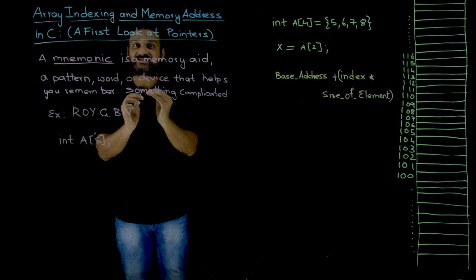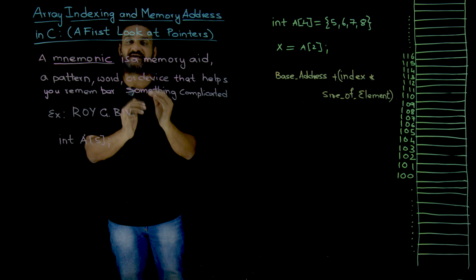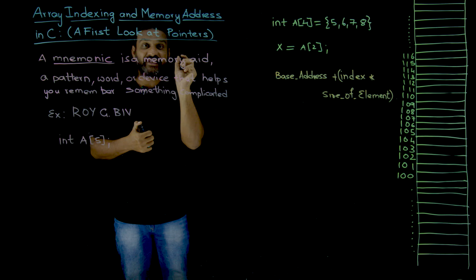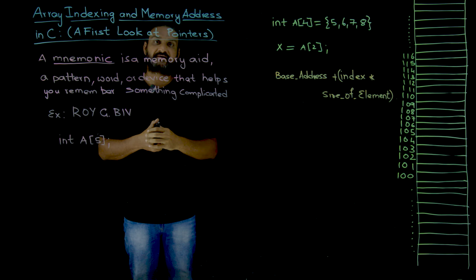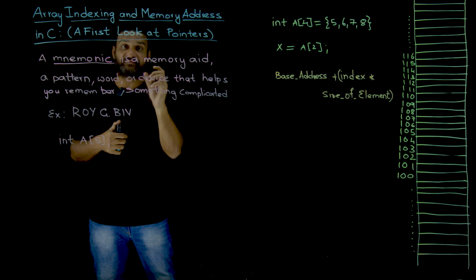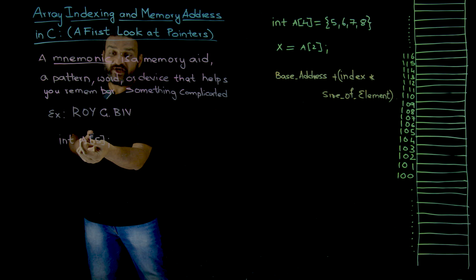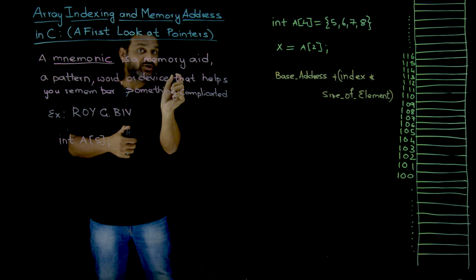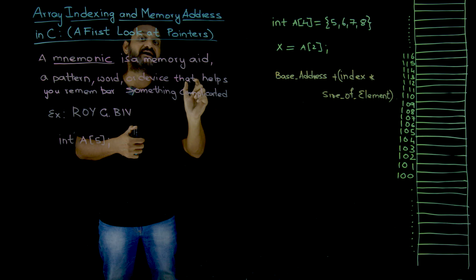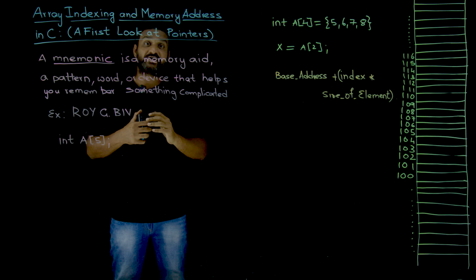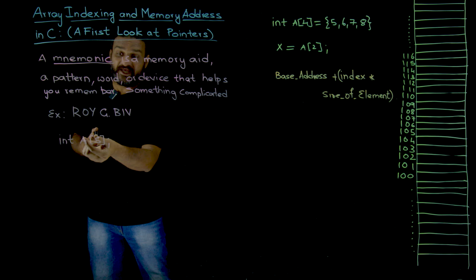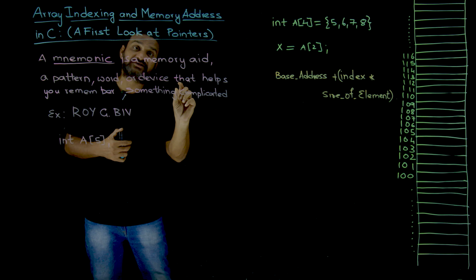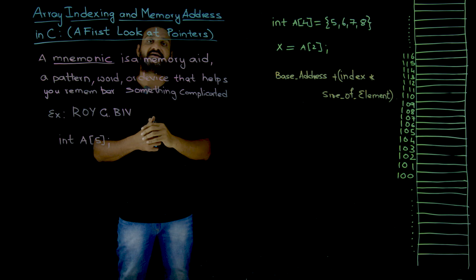Why are we discussing this? The name of the array in the C programming language is called a mnemonic. Why it is a memory aid is, the name of the array is always replaced by the starting address of the first element in the array. So what does it mean? Once again I repeat, the name of an array is always replaced by the starting address of the first element in the array.